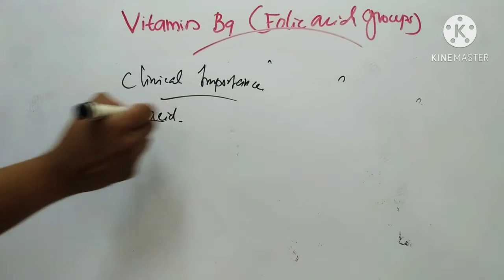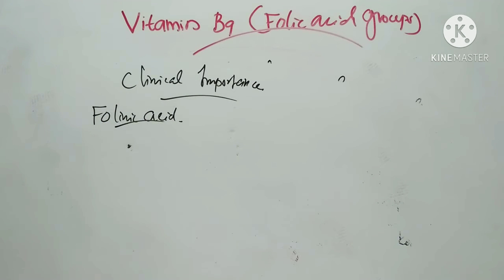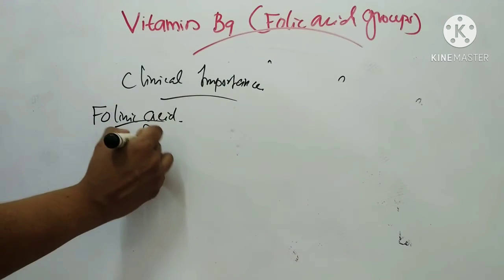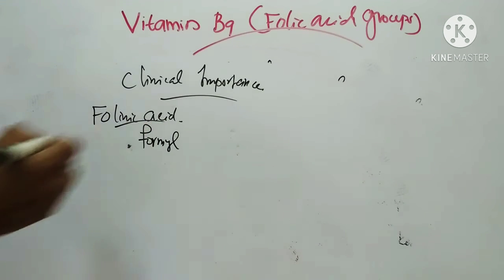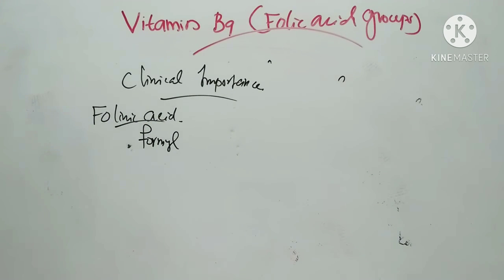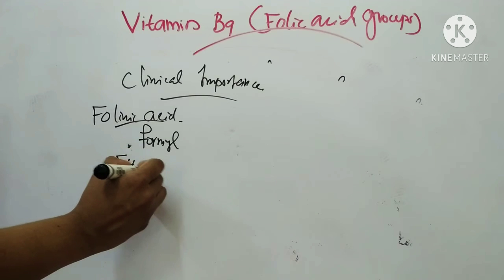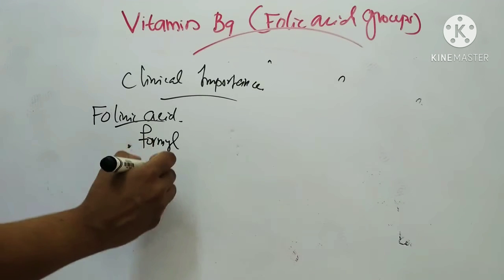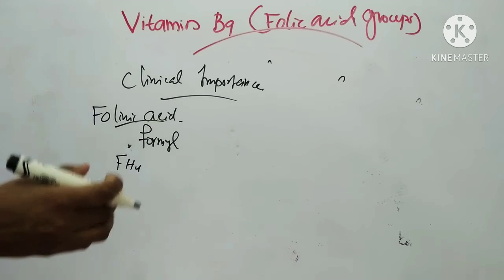What is folinic acid? This is one of the active forms of folic acid. This is a formyl derivative. It is reduced tetrahydrofolate with a formyl group on position 5.